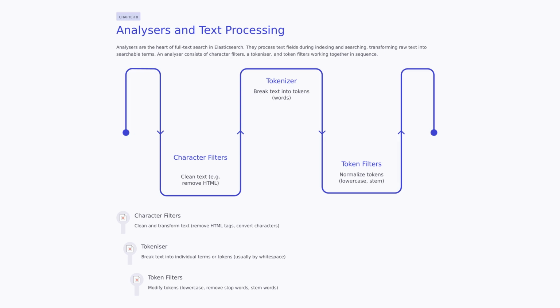Ever wondered how Elasticsearch makes sense of all that text data? Enter analyzers, the core of Elasticsearch's full-text search functionality. Analyzers work their magic by processing text fields, converting raw text into searchable terms using character filters, tokenizers, and token filters in a seamless sequence.